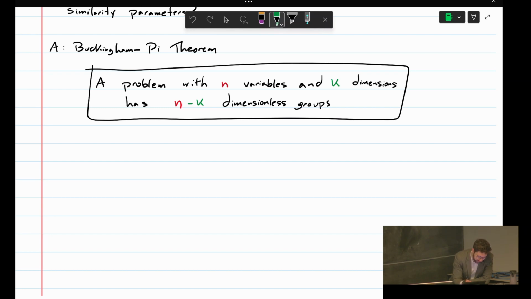Usually you actually call it, instead of k, j dimensions. So I'll repost these notes, but with j dimensions, so it has n minus j dimensionless groups. Just a small notation change. This is just if you're Googling things with Buckingham pi theorem, this is normally the notation that's used. So n minus j.